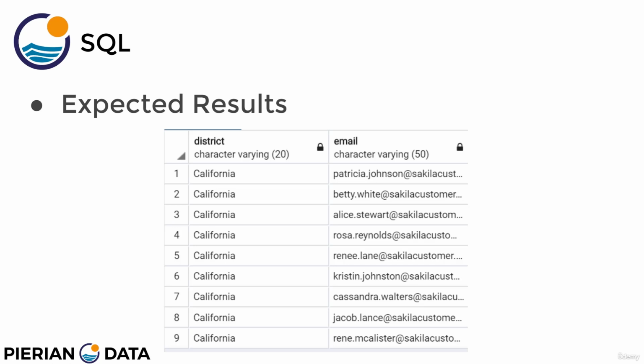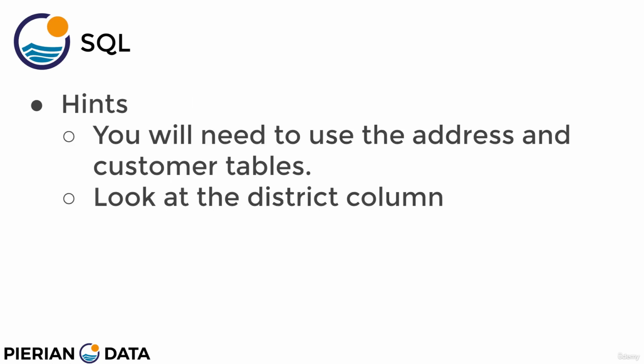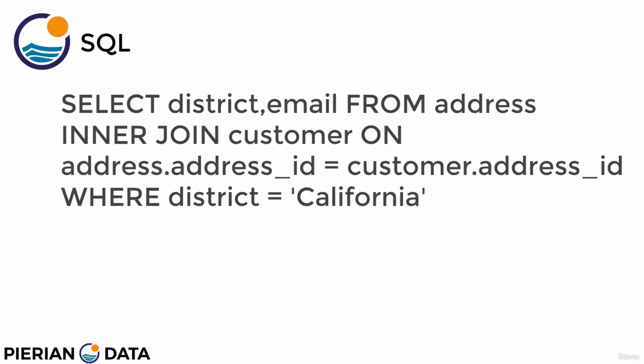Coming up are some hints. So, as you probably saw from the previous picture, you're going to need to take a look at the district column. For whatever reason, the actual database labels the California state as a district. So take a look at the district column. That's what you're going to be using, and you're going to need to use the address and customer tables. Okay, let's go ahead and take a look at the solution.